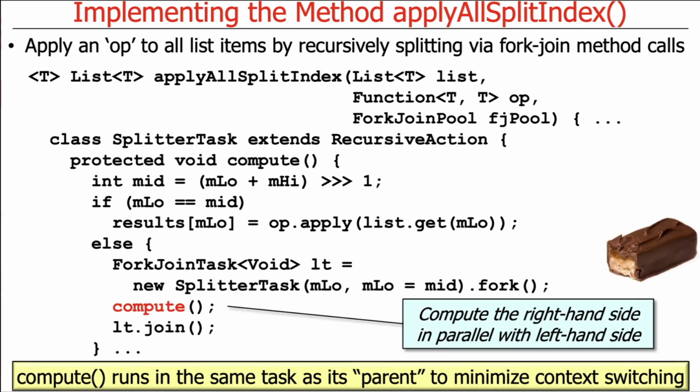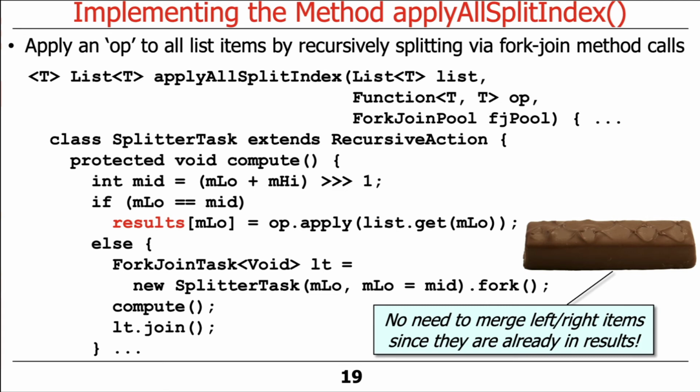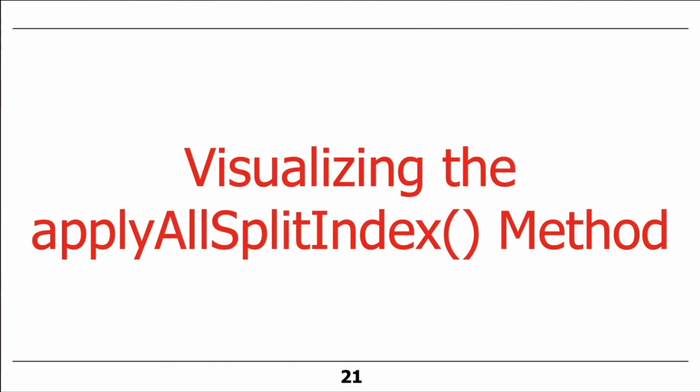So by calling compute here, that computes the right-hand side in parallel with the left-hand side that's been forked, and then we go ahead and join the results together. And join is what's called a synchronization point, so it makes sure that the visibility is handled properly. If you want to read more about that, take a look at this link. There's no need to merge the left and the right items since they're already stored in the results array. So that reduced a ton of copying overhead. Now, this implementation is also harder to program and harder to understand since it's recursive, and it uses this very clever technique with the array that we put the results into.